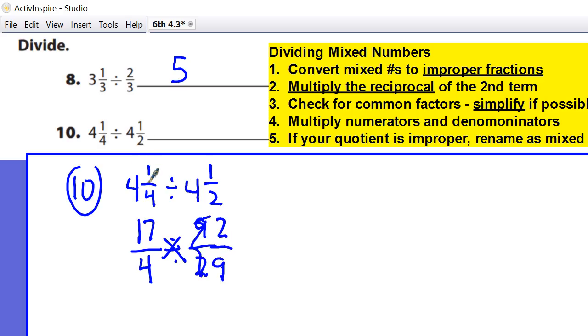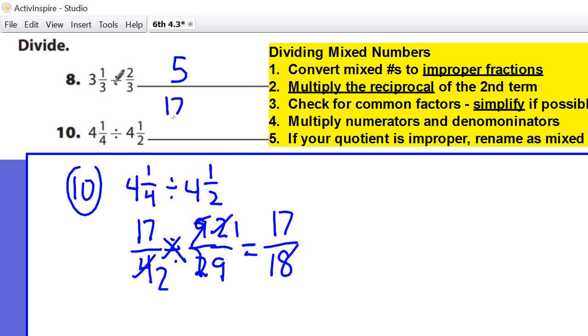Now I'm supposed to check for things that simplify. 2 and 4 share a factor of 2. 2 goes into itself once, and 2 goes into 4 twice. Now you have 17 times 1 is your numerator, and 2 times 9 is your denominator. The final answer is 17/18.